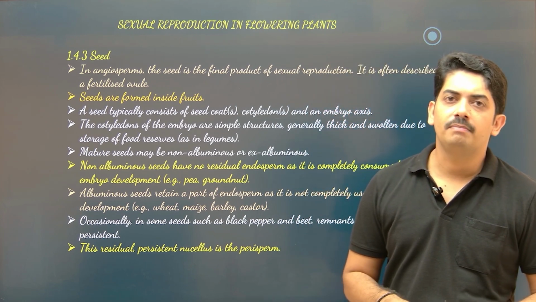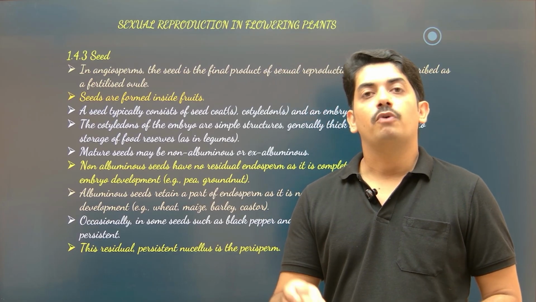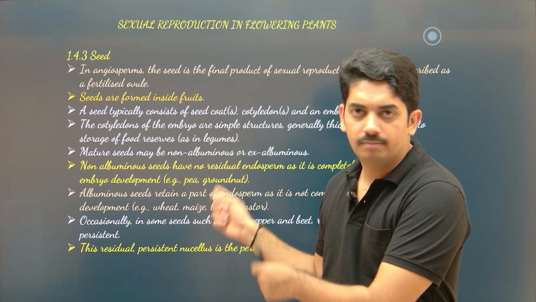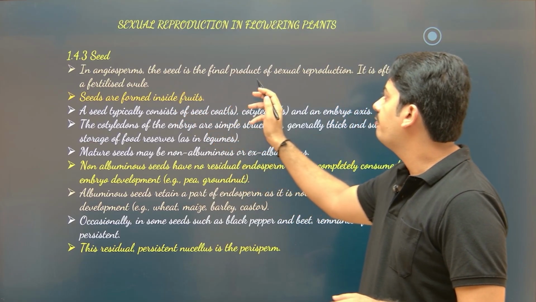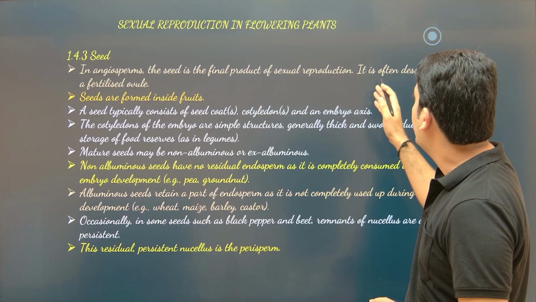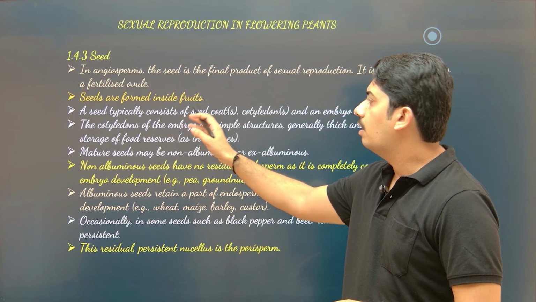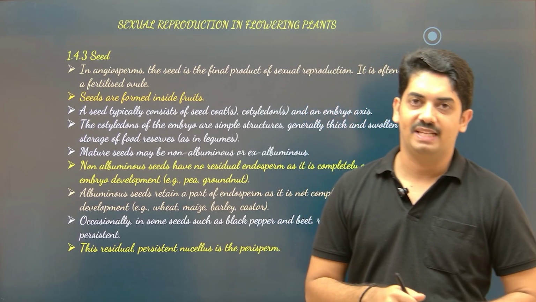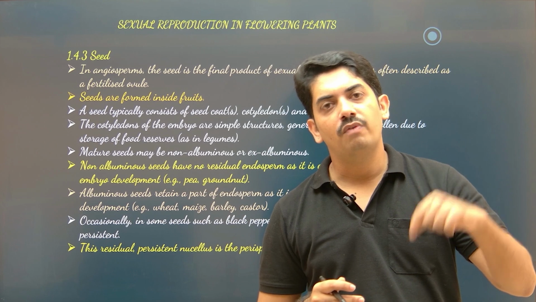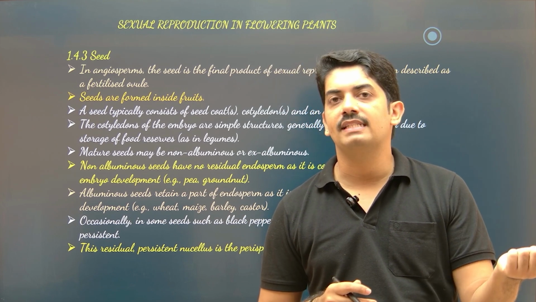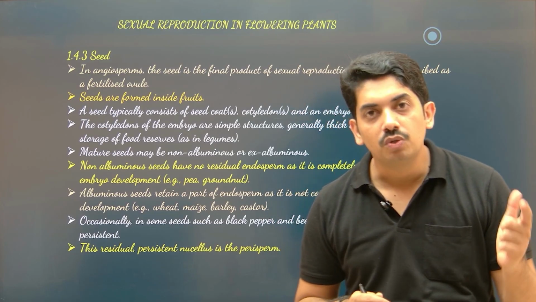Now, is there a connection between the number of ovules and the number of seeds? Of course. The number of ovules that get fertilized will develop into that number of seeds. Okay. Now in angiosperms, seed is the final product of sexual reproduction and it is often described as a fertilized ovule. Seeds are formed inside the fruit. Now what is fruit actually? Fruit is nothing but the fertilized ovary. Inside that, ovules are present, right? So ovules are fertilized and develop into seeds, and ovaries after fertilization develop into fruits.